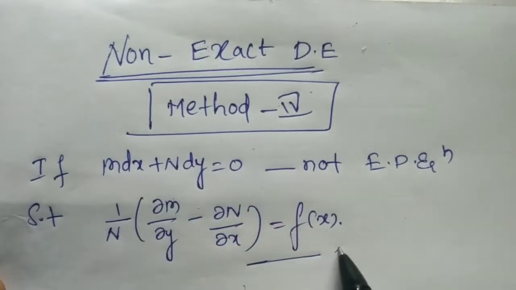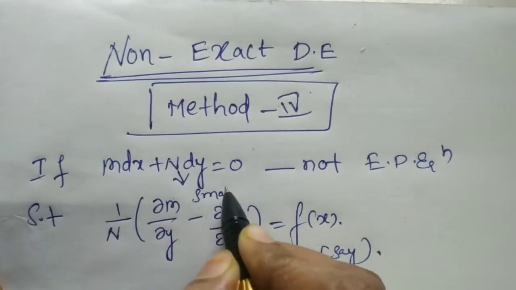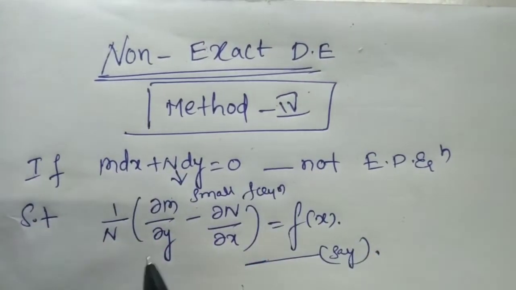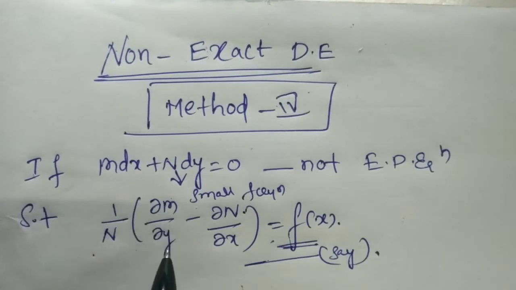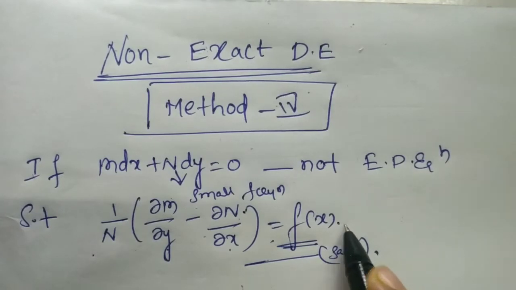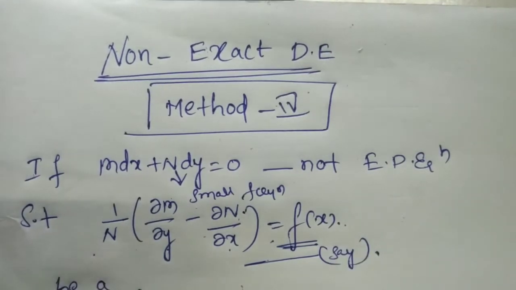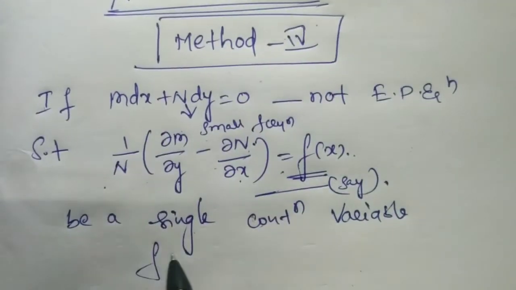Here N is a small function. So in this method N is a small function. Then by taking f of x equal to 1 by N into (∂M/∂y minus ∂N/∂x), this is a continuous single variable function. So here f of x is a continuous single variable function.